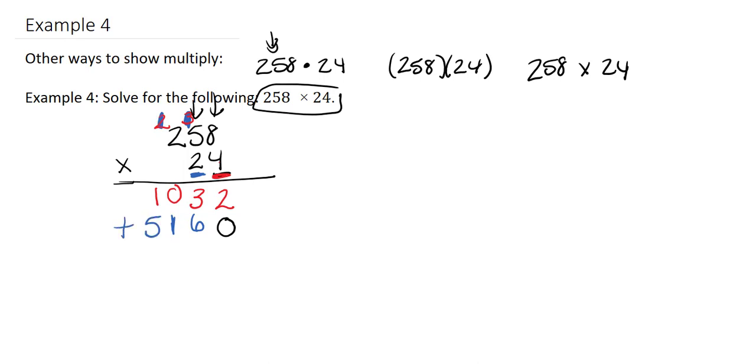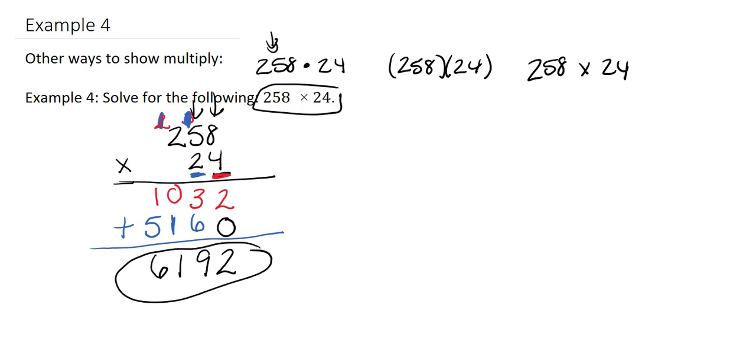So now we go ahead and add these numbers together. Because we're done, because we multiplied the 4 out, we put our placeholder of 0, then we multiplied the 2 out. So here we go, 2 plus 0 is 2. 3 plus 6 is 9. 0 plus 1 is 1. 1 plus 5 is 6. So we end up with 6,192 as our final answer.